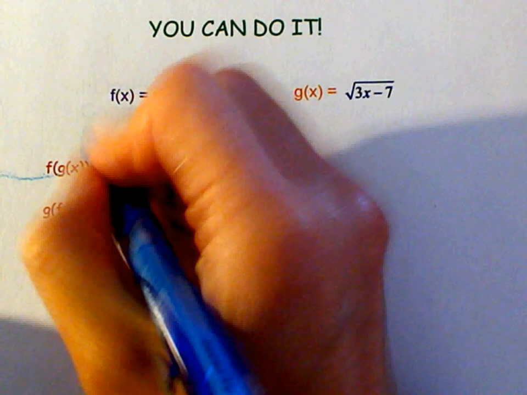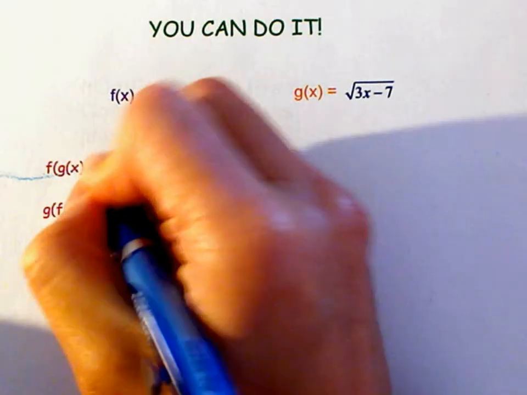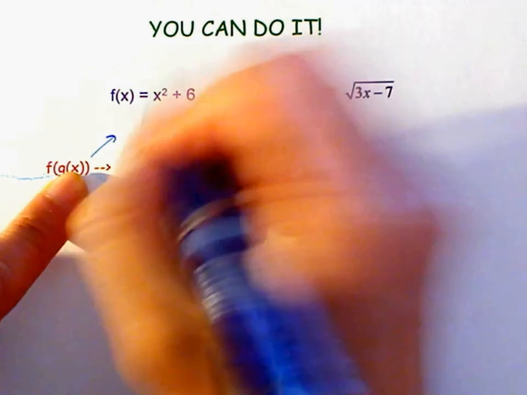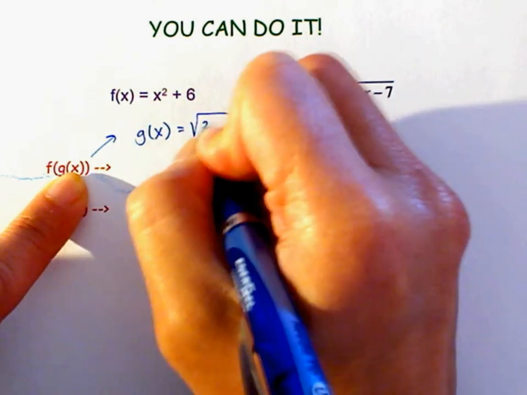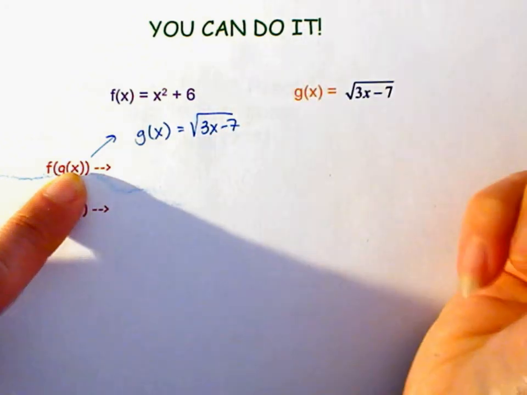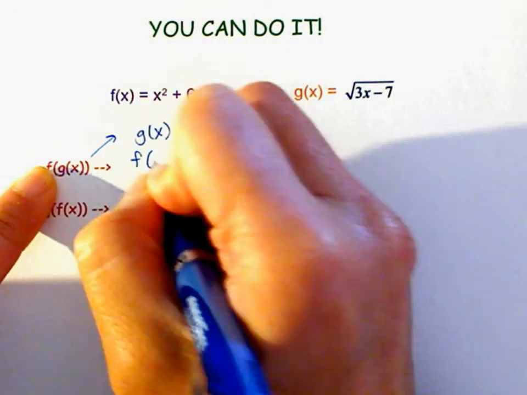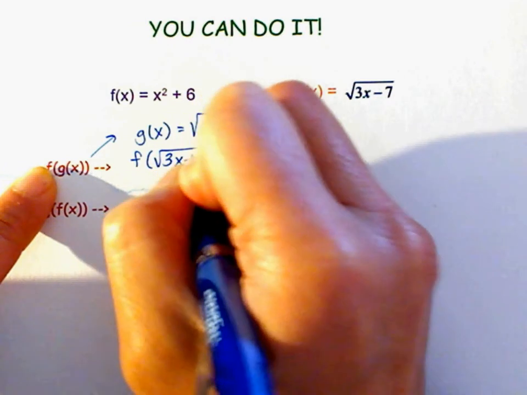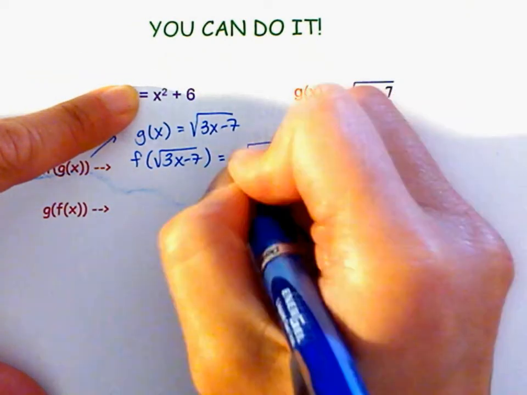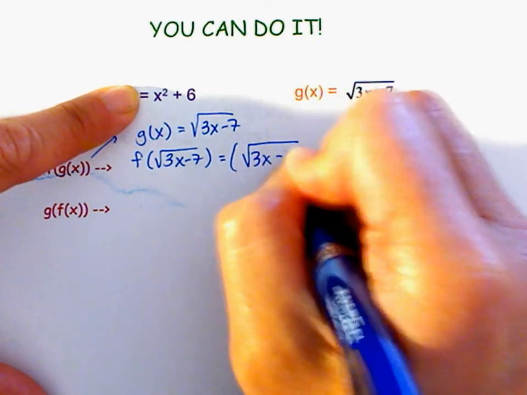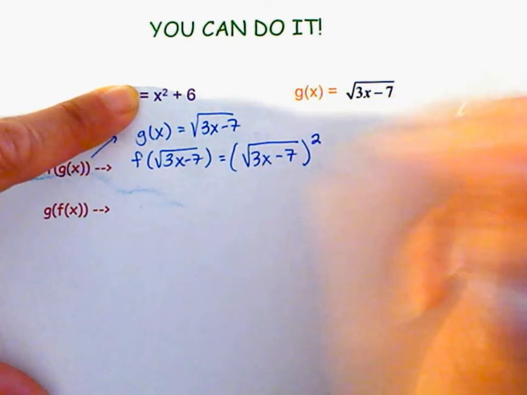Alright. Welcome back. Let's check your work. Do this one first. G of x is square root 3x minus 7. Your f has a new x, square root of 3x minus 7. Here we go. Parentheses, 3x minus 7 square. Notice where I put my square. Bring down your 6. Okay?